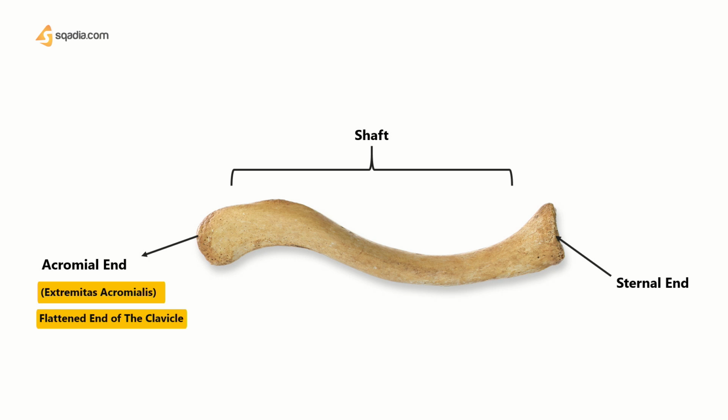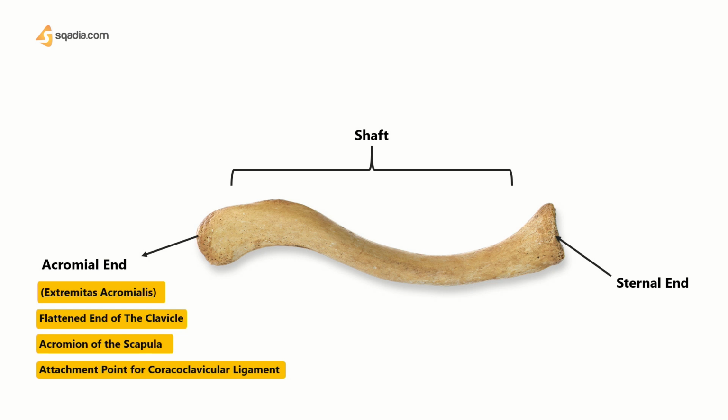It is the part of the clavicle facing towards your shoulder. It has an oval facet which articulates with the clavicular facet on the acromion process of the scapula. The margin of this end gives attachment to capsular ligaments forming the acromioclavicular joint. It also has an attachment point for the coracoclavicular ligament.